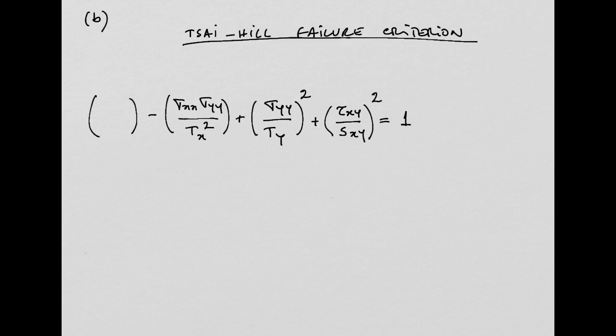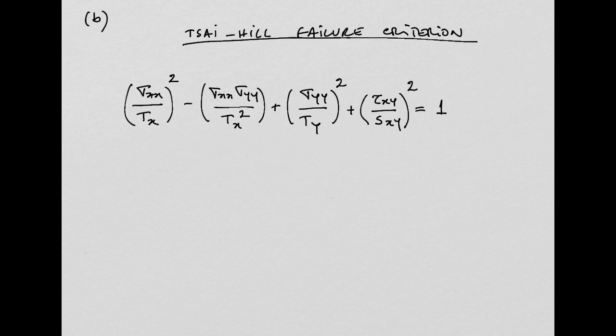Basically, they built this model by doing a best fit on experimental results, right? So this model describes the failure more accurately, and it is used in practice quite a lot. In fact, in Abaqus you can see these failure criteria. So this is the final Tsai-Hill criterion. You don't see any factor of safety here.